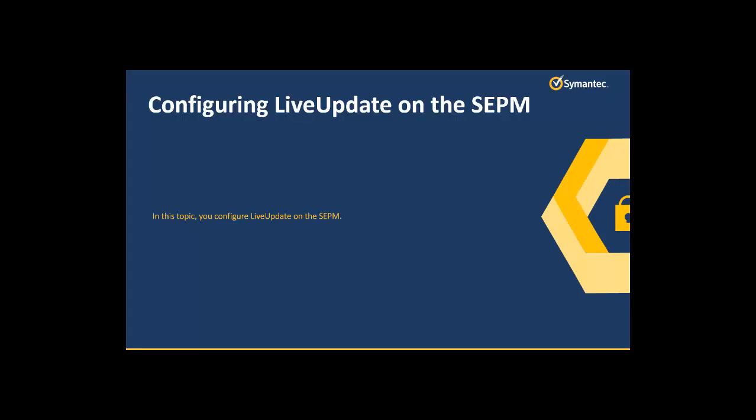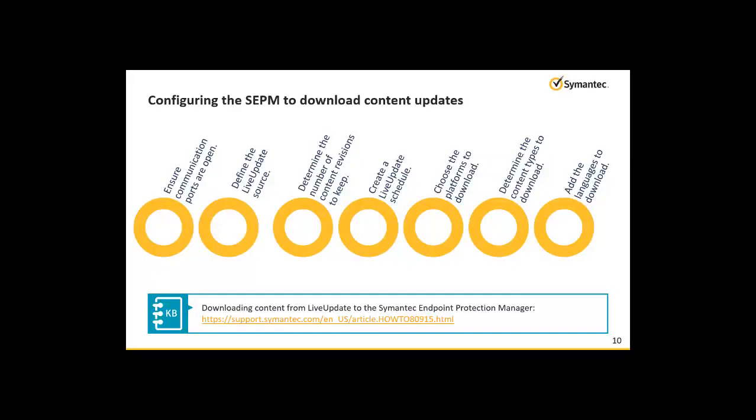This is the Configuring Live Update on a SEPM topic. By default, the Semantic Endpoint Protection Manager downloads content updates from public Semantic Live Update servers. Semantic Endpoint Protection clients then download these updates from the Semantic Endpoint Protection Manager. Content includes virus definitions, intrusion prevention signatures, and host integrity templates, among others.